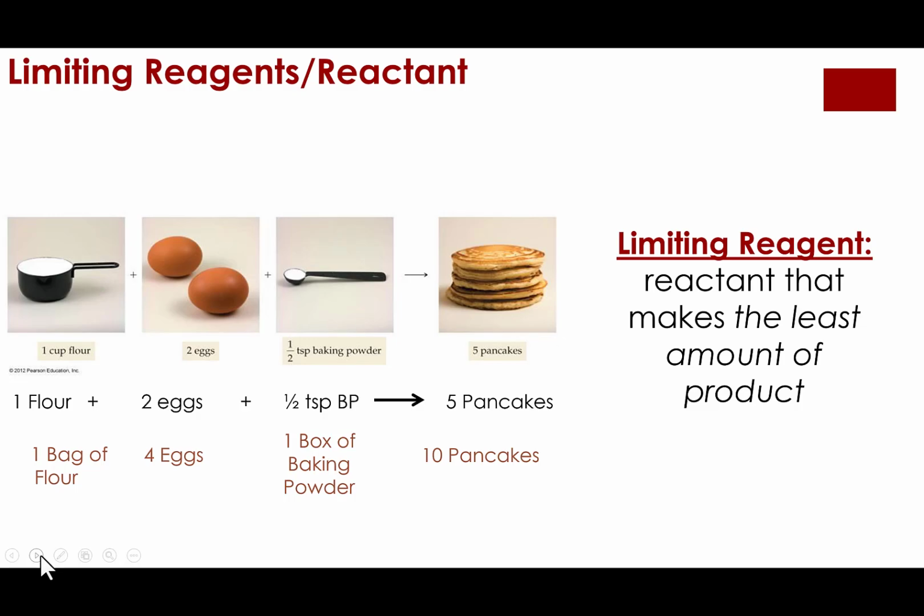Okay. The other thing to notice in this definition is the reactant. That's important. When we're asking about limiting reagents or limiting reactants, the answer is always going to be a reactant. Which reactant is the limiting reagent? It's never going to be a product. That's our answer. And we're always going to have a reactant that starts the problem. So we'll never start with the product. We'd always start with one of the reactants.